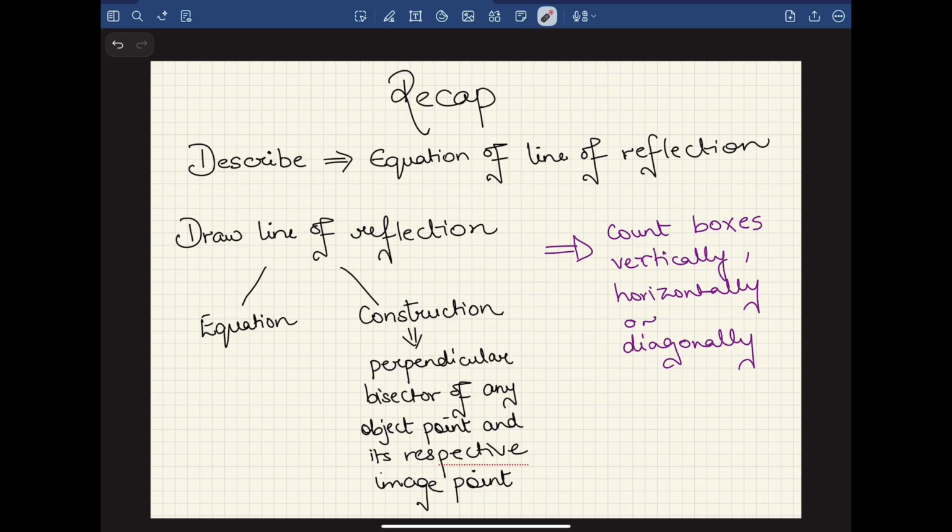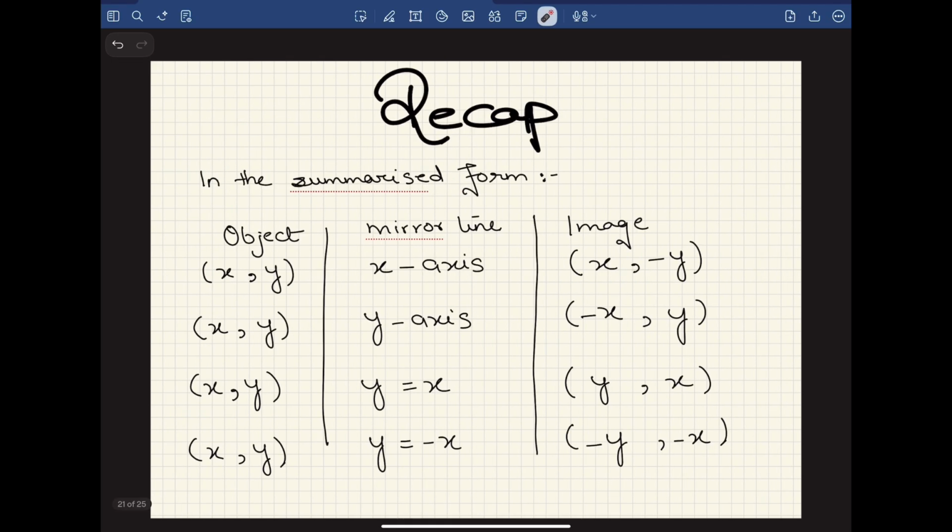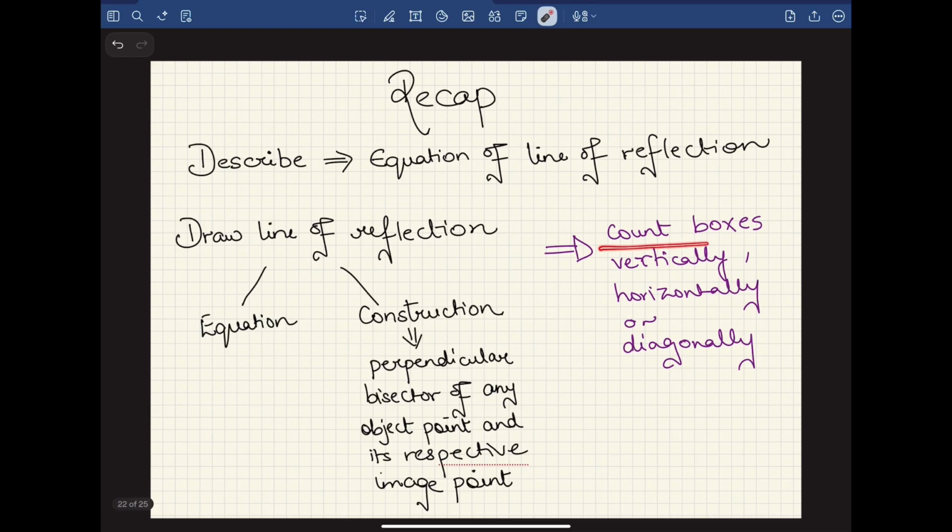So you're going to get to the same line of reflection no matter what point of the shape you use, as long as you're using the object point and its respective image point. All points will get to the same line of reflection. And then once the line of reflection is on the graph paper, and if it is not one of these 4 standard cases, then you can just count boxes vertically, horizontally, or diagonally. We've discussed each case in detail in the video.